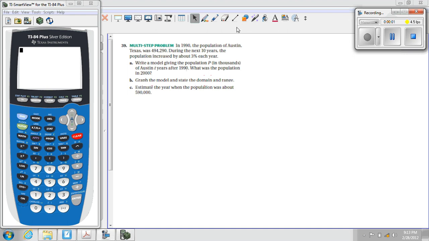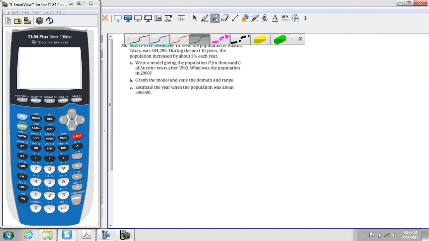This is chapter 7.1, and it is problem number 39, very similar to problem number 35 and 37, an exponential growth kind of problem. So I'm starting out with the population of Austin being 494,290, and during the next 10 years, it's going to increase in size by 3% a year. And we need a model giving the population 10 years after 1990.